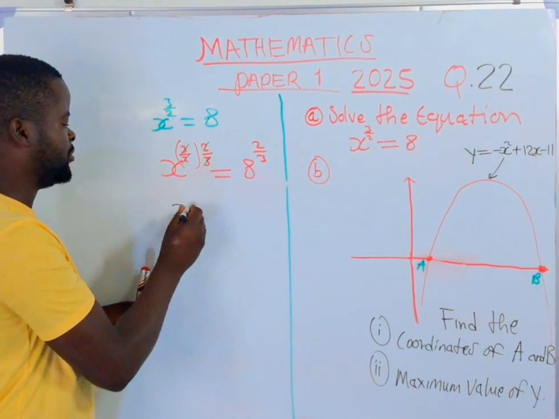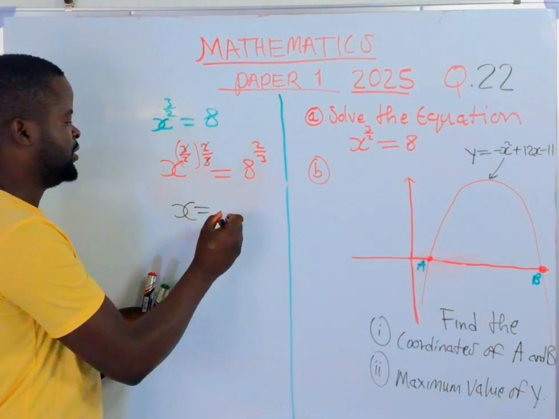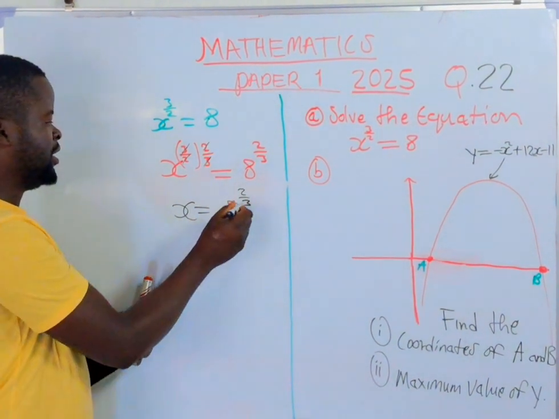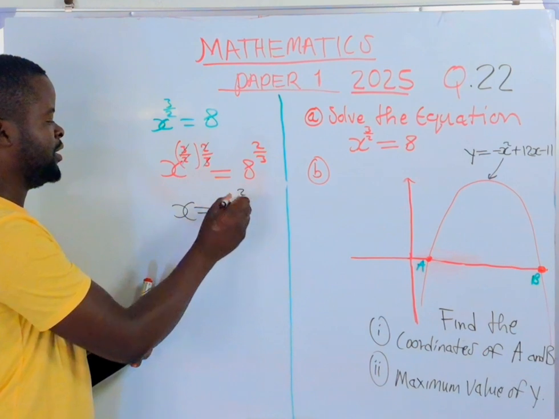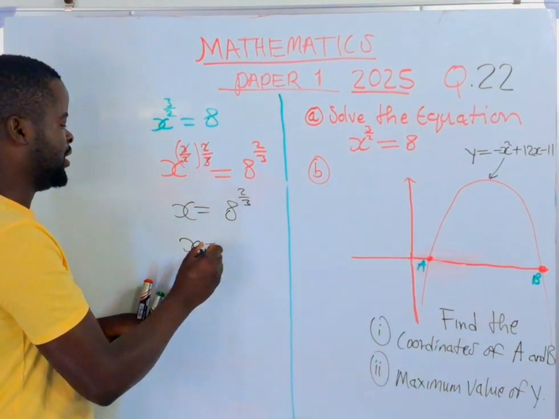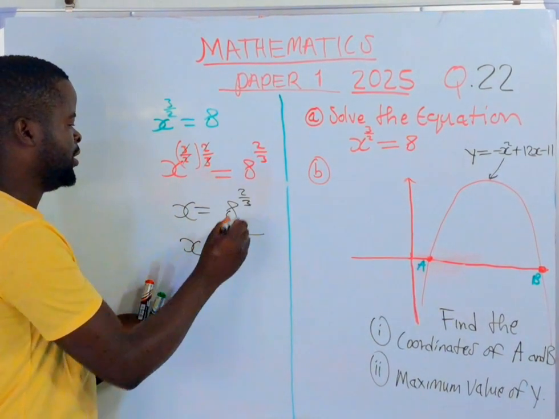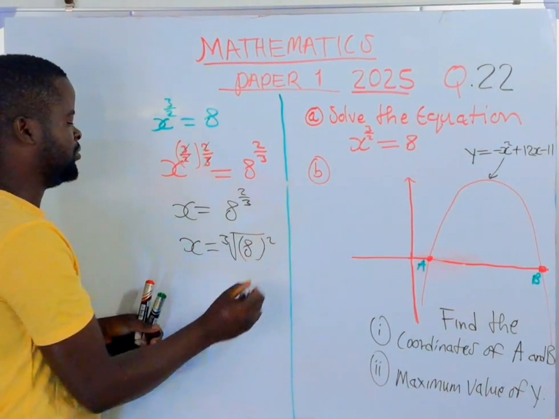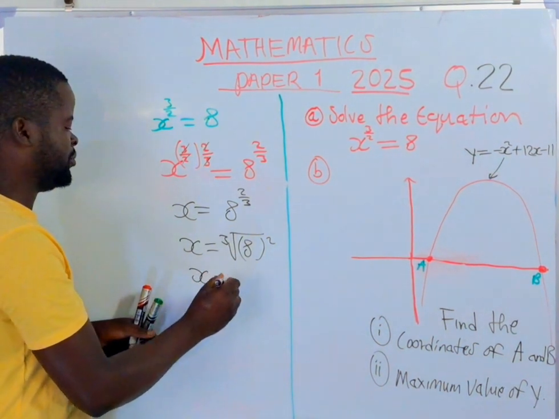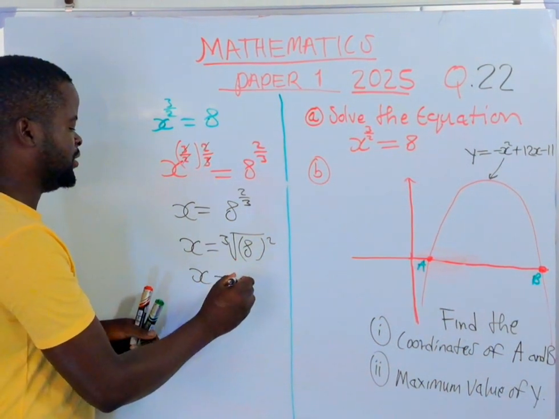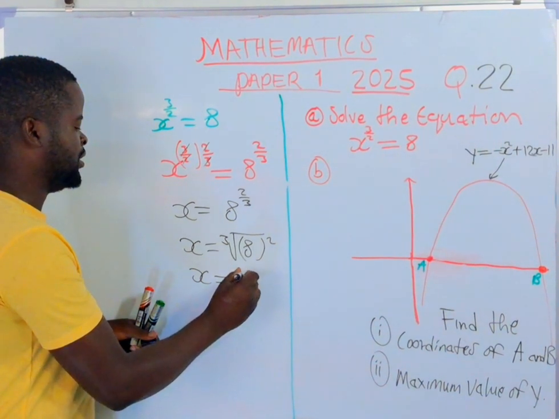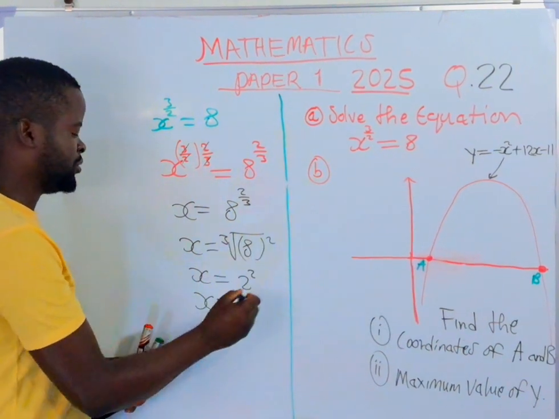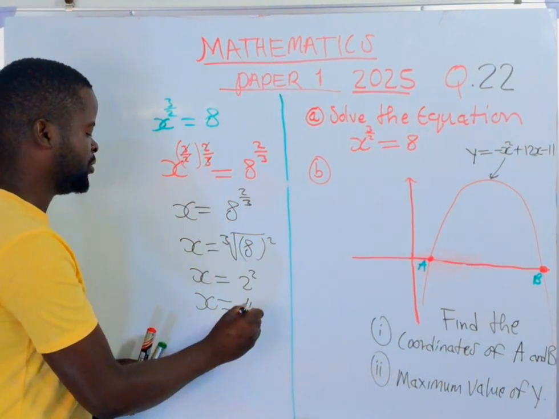So I remain with x is equal to 8 to the power 2 over 3. Now what does it mean when you have a fractional power in this case? This means x is equal to the cube root of 8, raised to the power 2. The cube root of 8 is just 2, and this is the same as saying 2 to the power 2. Remember, according to indices, 2 to the power 2 simply means 2 times 2. So the value of x is supposed to be 4.